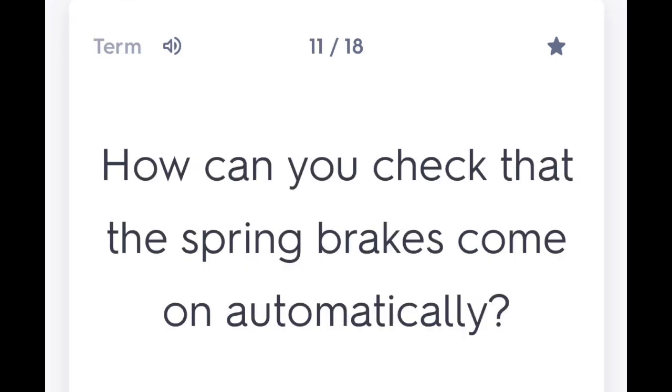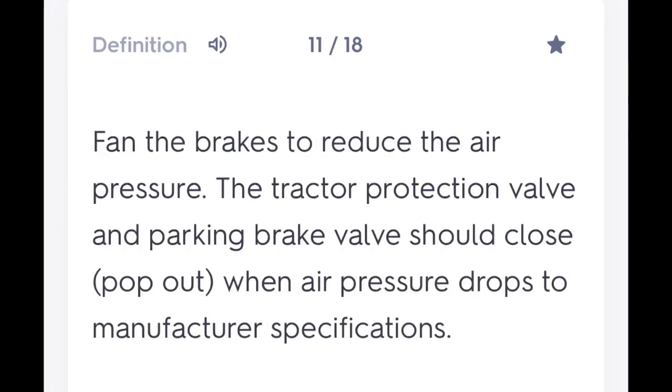Question 5 of sections 5.2 to 5.3. How can you check that the spring brakes come on automatically? Fan the brakes to reduce the air pressure. The tractor protection valve and parking brake valve should close, pop out, when air pressure drops to manufacturer specifications.